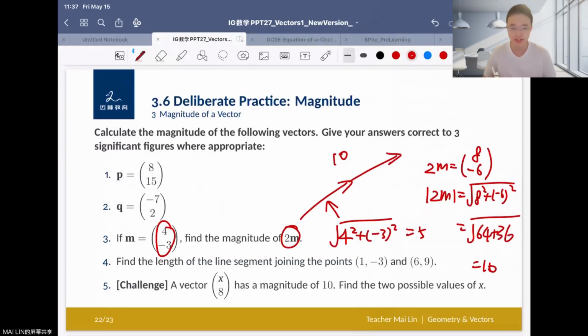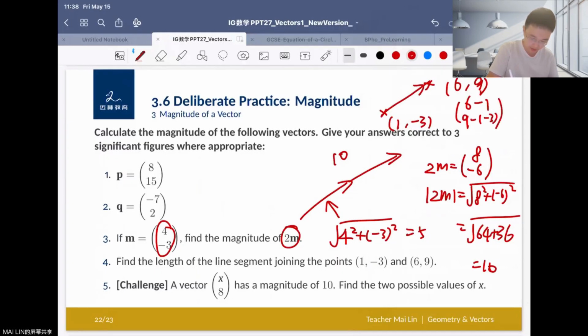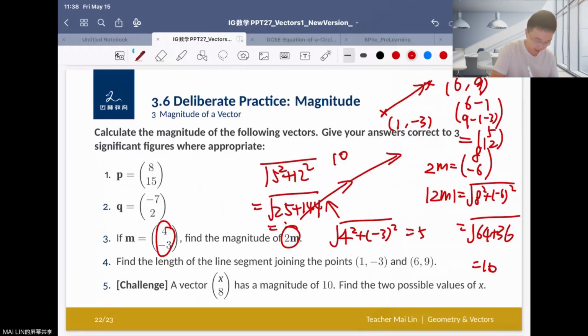And for the fourth problem, find the length of the line segment joining the points (1, -3) and (6, 9). We can try to draw the graph. Here is (1, -3) and here is (6, 9). We set the vector equal to 6 minus 1 and 9 minus negative 3, that equals (5, 12). Then you can use the formula, the square root of 5 squared plus 12 squared, that equals 25 plus 144, that equals 13.